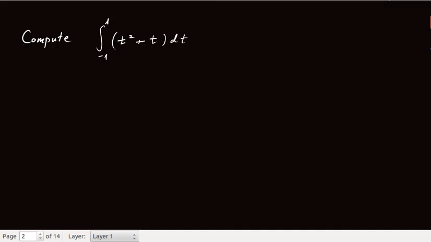So how does that go? Let's look at an example. Let's compute this. This is the integral from minus 1 to 1 of t squared plus t dt. So this is different than an indefinite integral because I have my limits of integration, minus 1 and 1. So how do I do this? Well, the basic step is to first compute an antiderivative, this is going to be my function F. What's an antiderivative of that function? It's going to be t cubed over 3 plus t squared over 2.